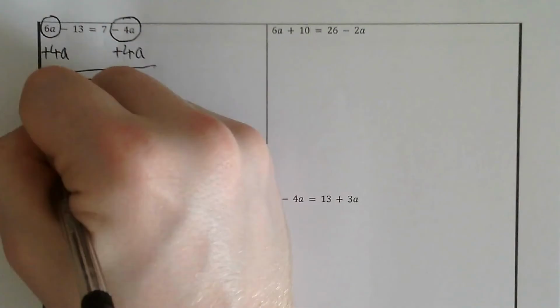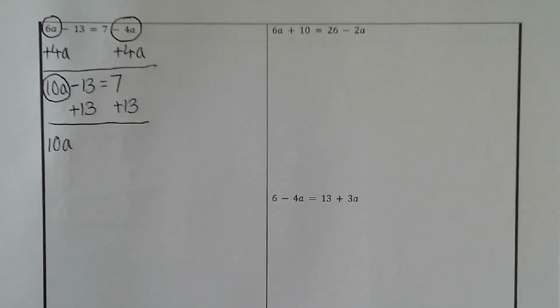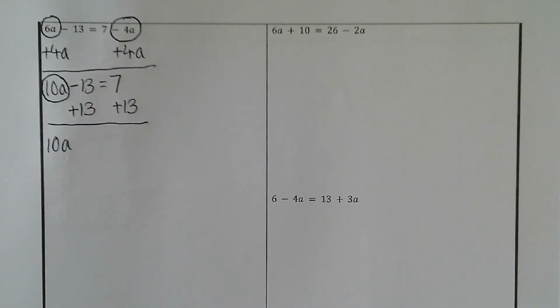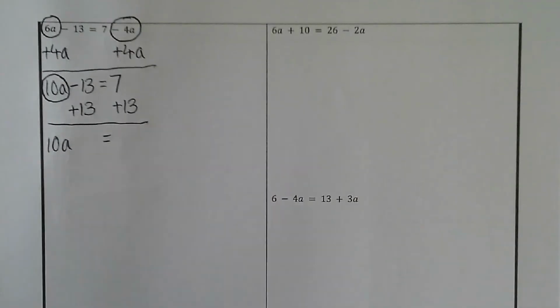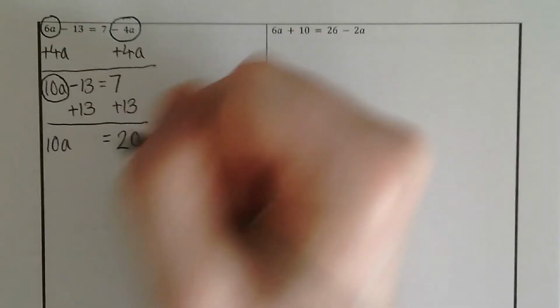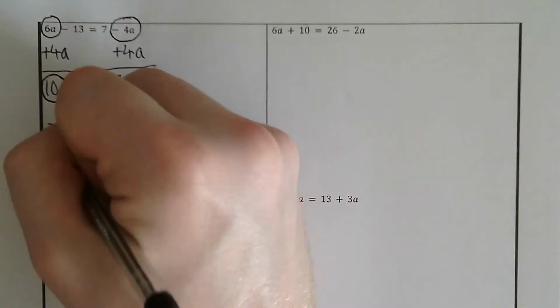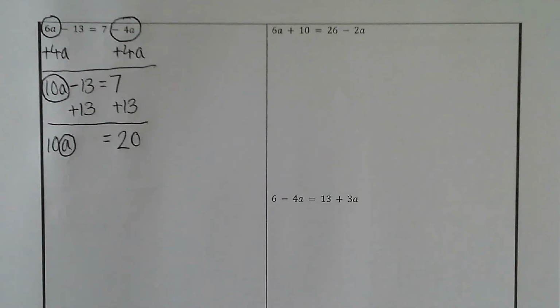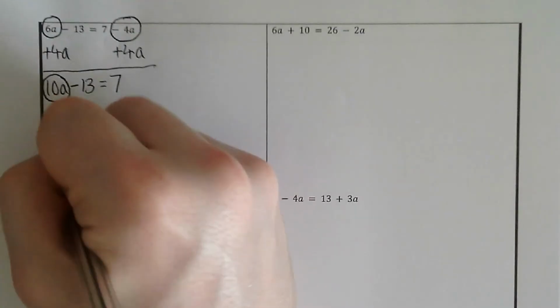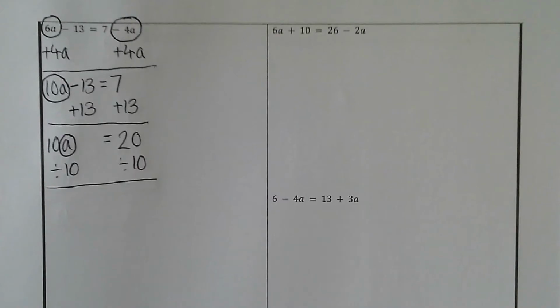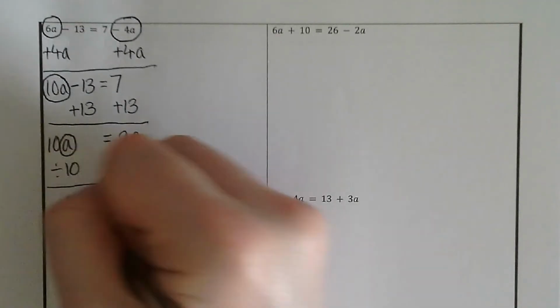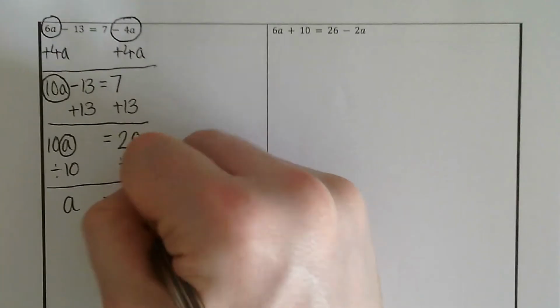The 10a will drop down. The minus 13 and the add 13 cancel each other out. The equal sign drops down, and 7 add 13 leaves us with 20. Now to isolate the variable, we need to get rid of the 10. So we divide both sides by 10. This leaves us with the answer a equals 2.